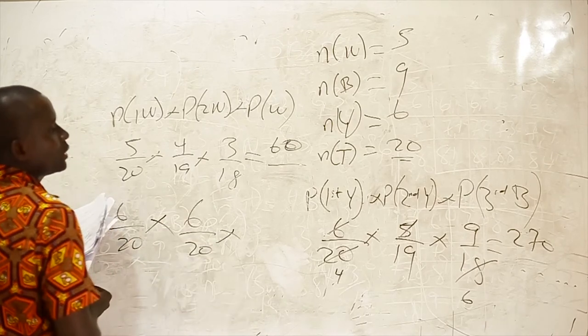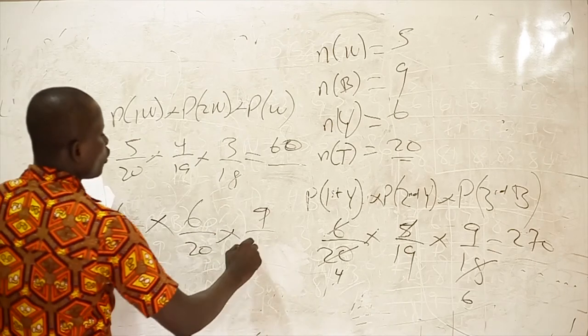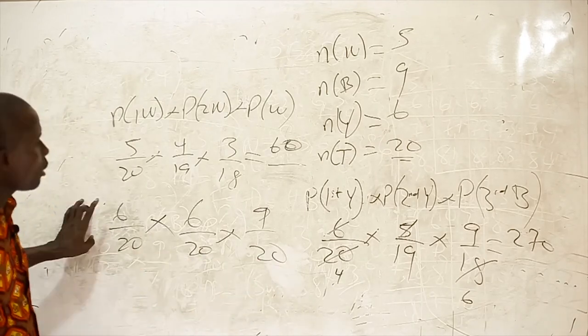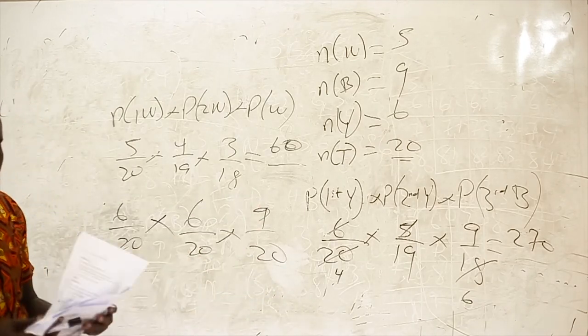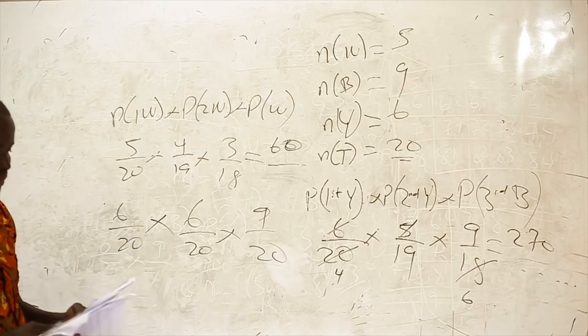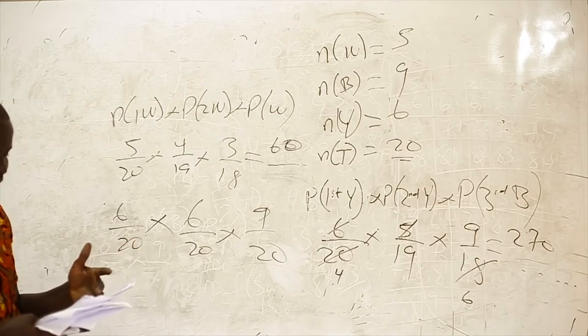The third one, which is blue, how many blues are in the container? 9, also over 20. So with replacement, the denominator doesn't change, and the numbers also do not change. So you have to note that. Now, I think 18 is similar to that.